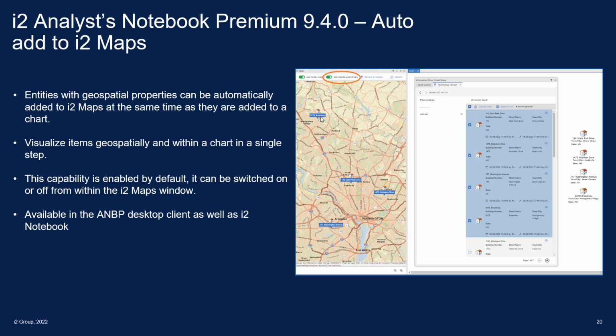By default, this capability is switched on, but you can turn it on and off using this Add Records Automatically switch within the i2 Maps window. Once again, this capability is available in both the Notebook Premium desktop client as well as i2 Notebook.